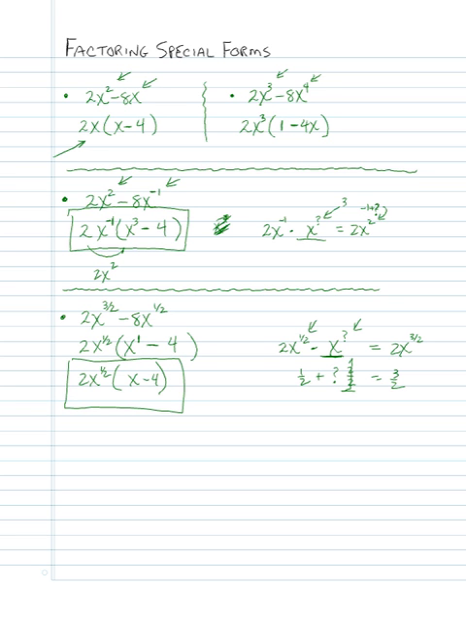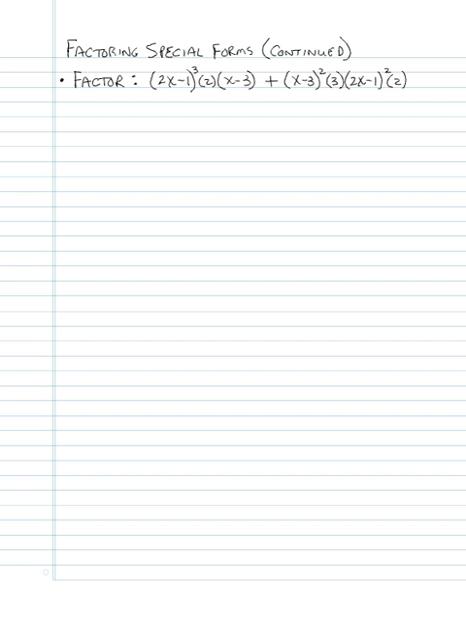On the next page, let me pause as we go to the next page. Okay, now we get into a real factoring problem, a real issue. When I say a real factoring problem, and of course I'm going to read it, but you see it. We're to factor (2x minus 1) to the power 3 times 2 times (x minus 3) plus (x minus 3) to the power 2 times 3 times (2x minus 1) to the power 2 times 2.